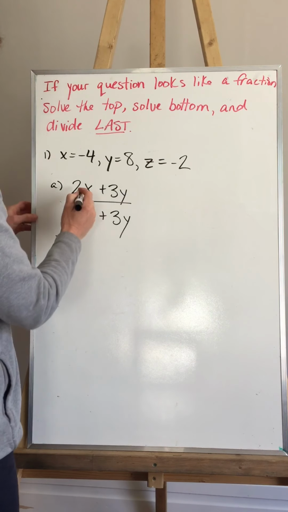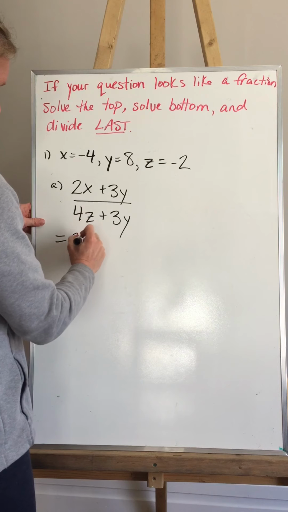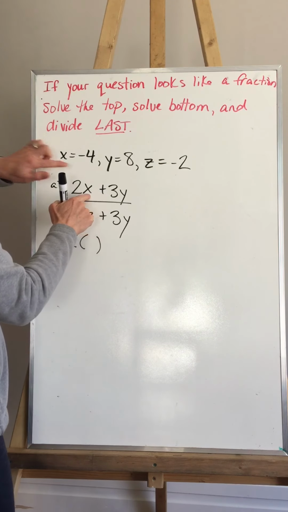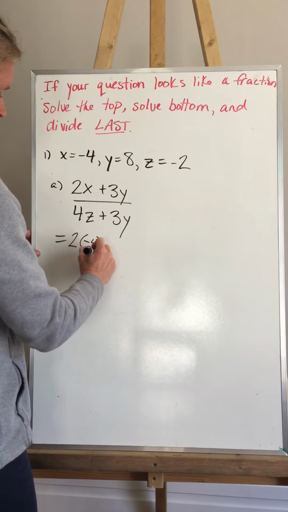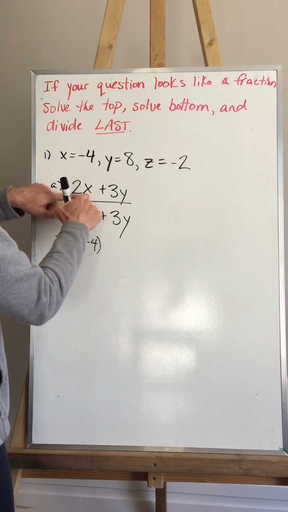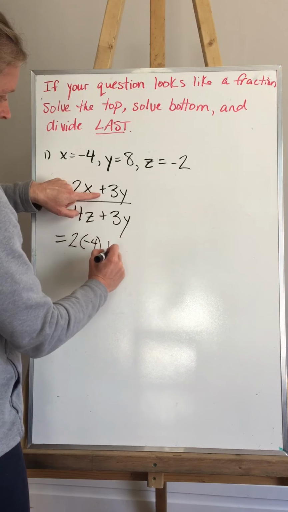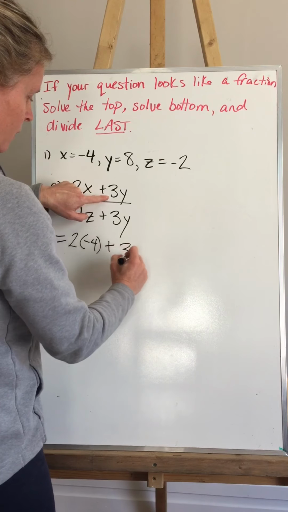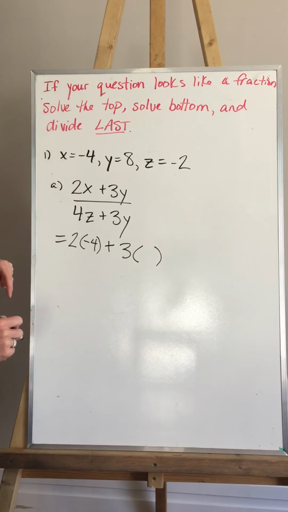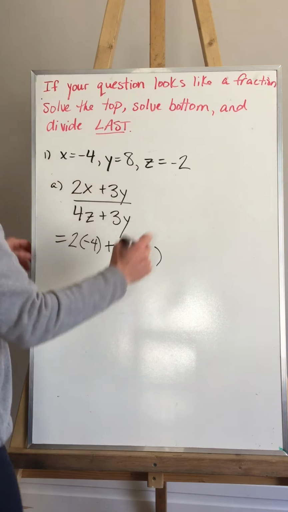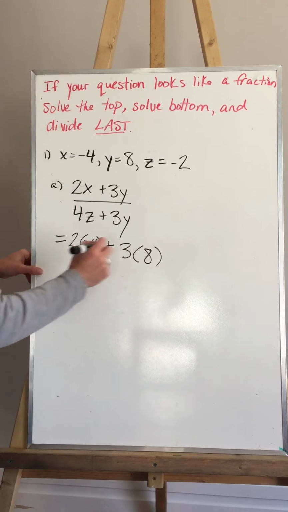So being really careful to set up our bracket, so 2 brackets for the x, and then -4 goes in there. Okay, that's where I am, so that's that, plus 3 brackets for the y. And 8 goes in there. Okay, so there's my top.